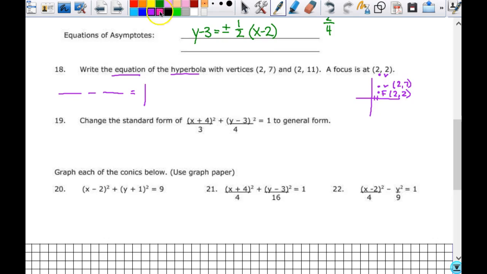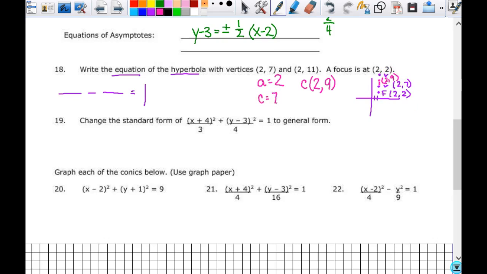Well, I can find my center point. I know my center point has to be right in there. Obviously, for my center, my x value is 2. My y value is halfway between 7 and 11, so 7 plus 11 is 18, divided by 2 is 9. Okay. So I'm there at 2, 9. And I know to get from the center to a vertex, that distance right there is a. So a is 2. So a equals 2. I know to get from the center to the focus is c. So from 9 to 2, that is 7. So c is equal to 7.